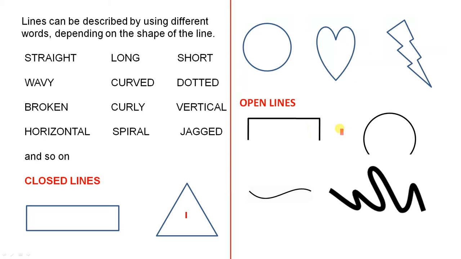Open lines, here are 4 examples here, and it's pretty obvious why they're open. Because it doesn't matter where you are in the shape, you can get out. So you're not trapped inside the shape. So that's why they're called open lines.